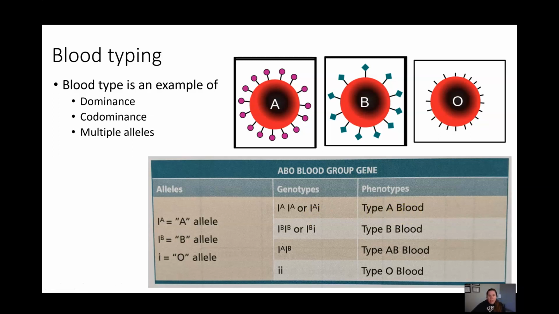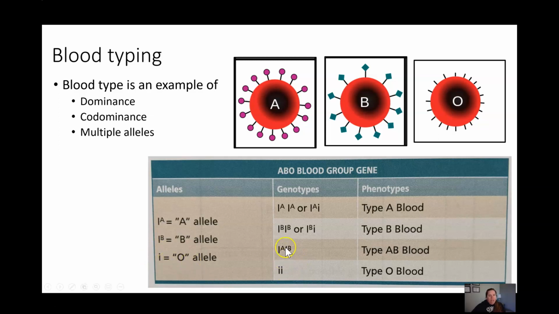Now, it's very similar for B. If I get IB from one parent and IB from another parent, I'll have type B blood. If I get IB from one parent with the recessive lowercase I allele from another parent, I'll have type B blood also. So far, straightforward. We can either be homozygous for either blood type A or B, or we can be heterozygous with this lowercase I allele. But let's look at what happens if we have either of these other two combinations.